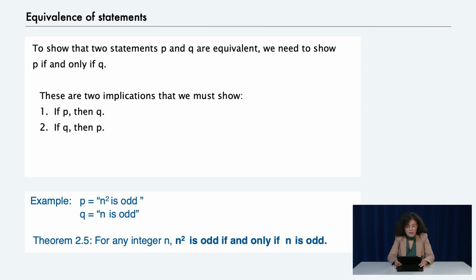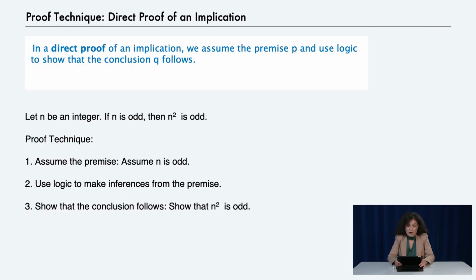So we're going to prove one direction of that if and only if statement using a direct proof of the implication. In this proof technique, which is a direct proof, we assume the premise, P, and we use logic to show that the conclusion, Q, follows. Let's consider one direction of that if and only if statement. Let n be an integer. If n is odd, then n squared is odd. In this proof technique, we assume the premise, that is, we assume that n is odd. We'll use logic to make inferences from that premise, and then we'll show the conclusion follows. And the conclusion is, we will show that n squared is odd.